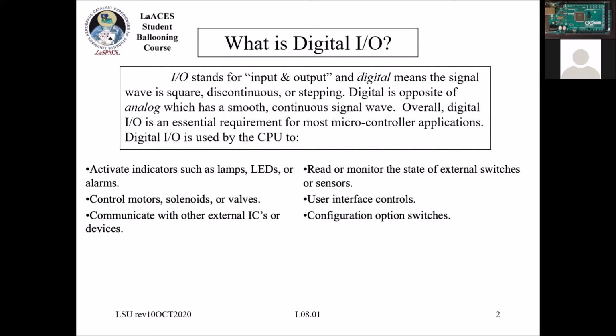So the sort of things you would consider digital I/O would be simple indicator lights. You just turn those on and off. You could be turning a motor on and off. You could be opening a valve.